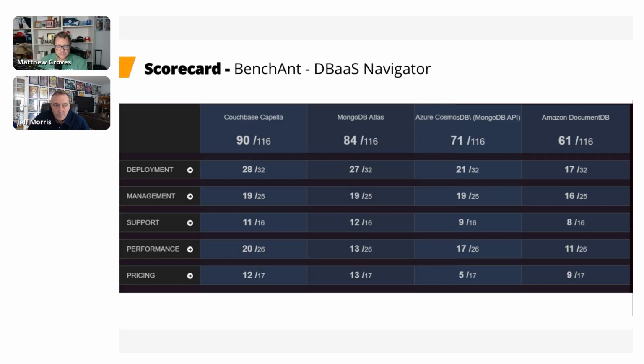And so Couchbase, obviously, as Jeff's been saying, we do very, very well on performance. Like that's not a problem for us at all. But as you can see, the other categories were also very, very good. And so overall, right now, at least when this picture was taken, we are the leading DBaaS Navigator score on their scorecard. So I encourage you to go check out their site, benchant.com.